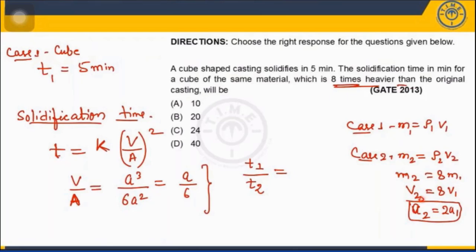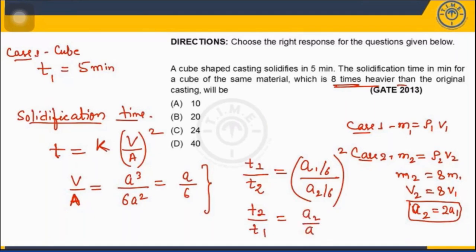If you take the first case and second case solidification time, the K value is constant. Then the V by A ratio you are getting as A by 6. So can I write this as A1 by 6 divided by A2 by 6, whole square? I can directly write that the 6 will cancel out, A1 by A2 only, just for factor of safety. Now, one more thing: V by A ratio, T1 by T2 you are getting as A1 by A2. So can I write T2 by T1 is equal to A2 by A1 whole square?